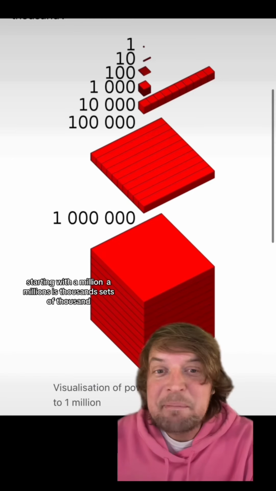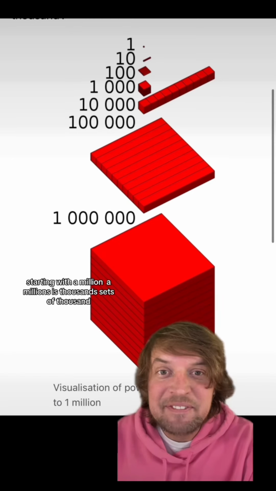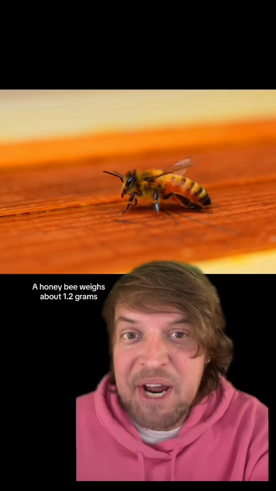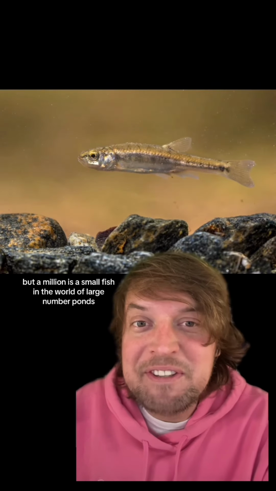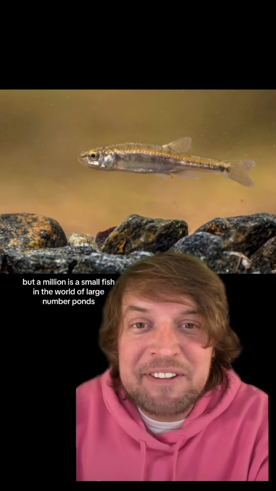Large numbers are really big, and googology is the study of large numbers. Starting with a million, which is a thousand sets of 1,000. A honeybee weighs about 1.2 grams, so a million honeybees would weigh a little less than I do. It would be about 80 kilograms or 180 pounds. But a million's a small fish in the world of large number ponds.